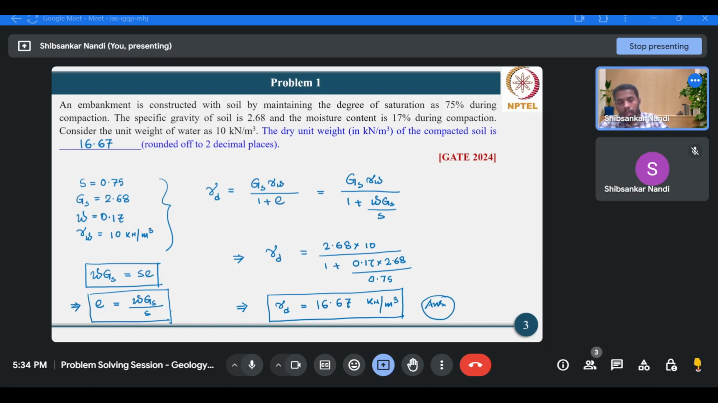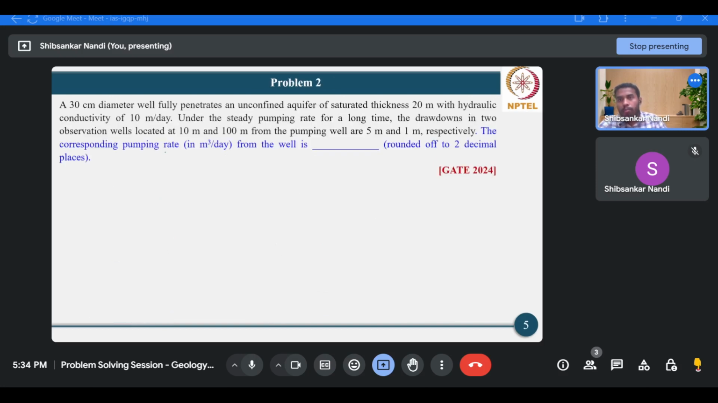Okay, now we'll take another question. It's related to the permeability chapter. A 30 centimeter diameter well fully penetrates an unconfined aquifer of saturated thickness 20 meter with hydraulic conductivity of 10 meter per day. Under steady pumping for a long time, the drawdowns in observation wells located at 10 meter and 100 meter from the pumping well are 5 meter and 1 meter respectively. The corresponding pumping rate in meter cube per day from the well is? Again, we have to report this value after rounding off to 2 decimal places.